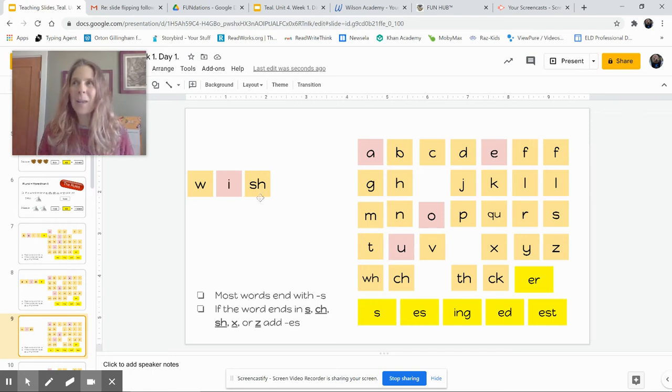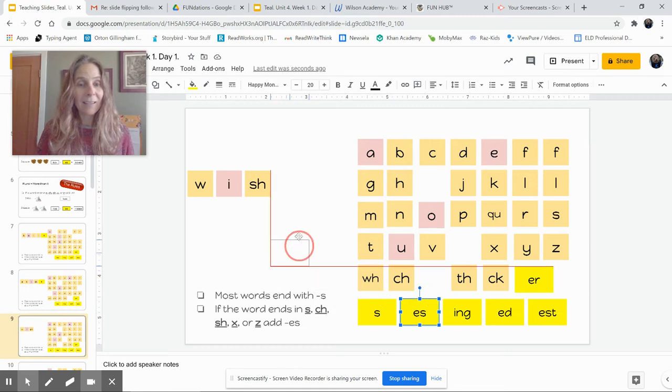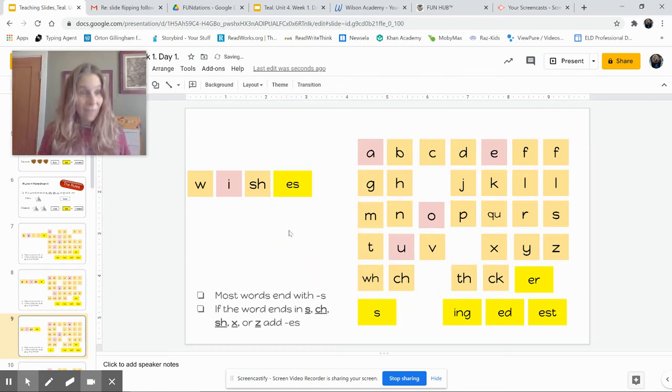Sh. Let's say, if I make 2 wishes, can you kind of hear it? And then I know the rule: if it ends with SH, I need to add ES. So I'm going to add ES and right on, now I have wishes. Let's look at another one.